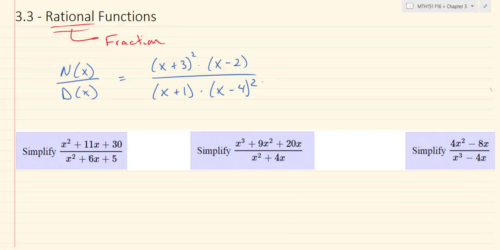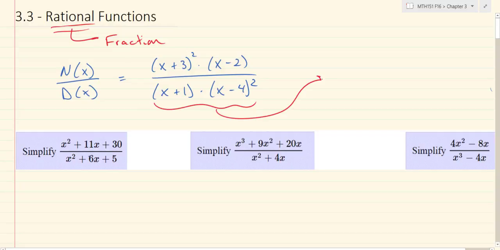That idea that your denominator cannot equal 0 has implications for this denominator. This means that x cannot equal negative 1 and x cannot equal positive 4 because of that whole 0 in the denominator thing. All the other x's are okay. You can pick any other x that you want, but you cannot have x equal to negative 1 and you cannot have x equal to positive 4.